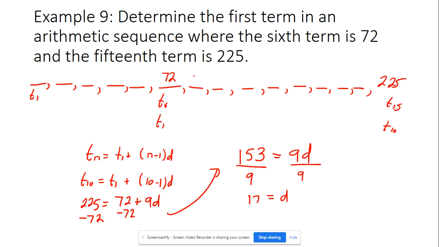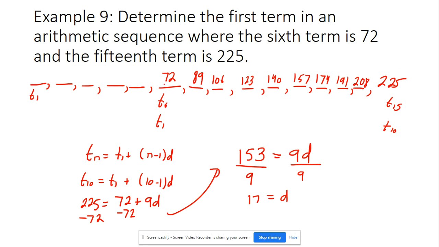Okay, so I don't need to do this, but if I want to fill out these values over here, 72 plus 17 is 89, plus 17 is 106, 123, 140, 157, 174, 191, 208, and then plus 17 would be 225. So it kind of works out this way.